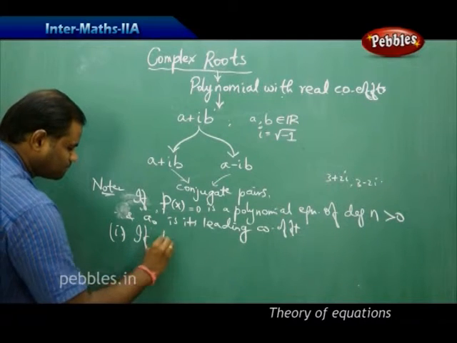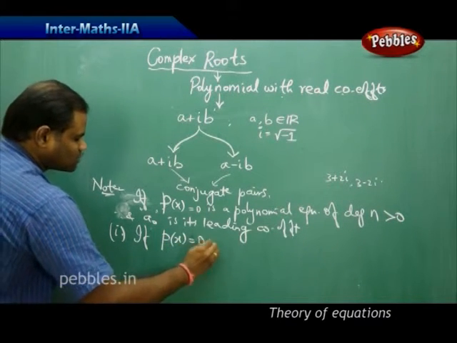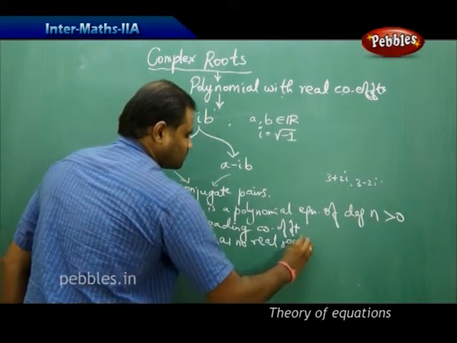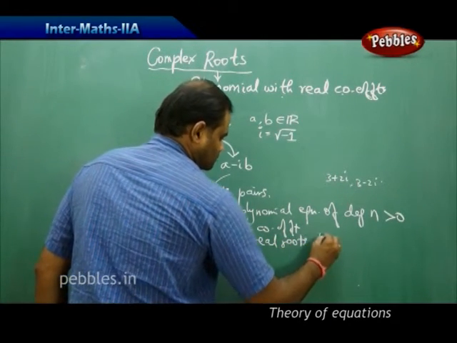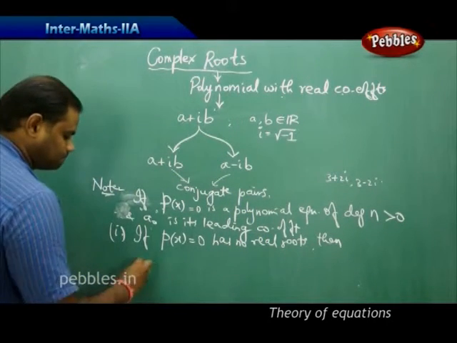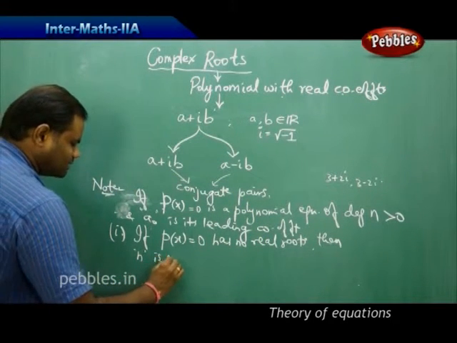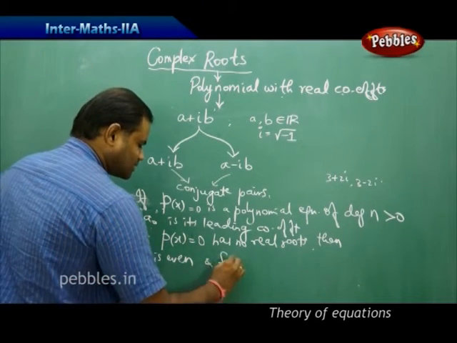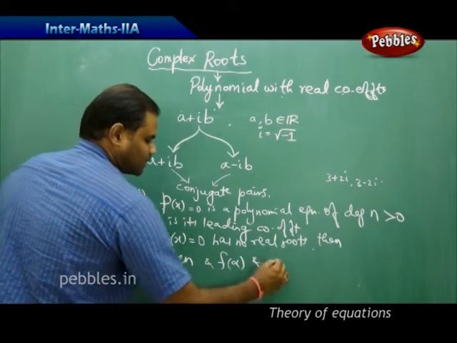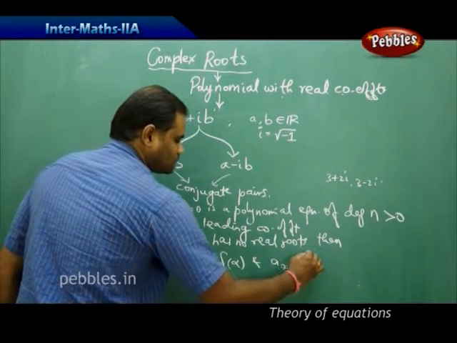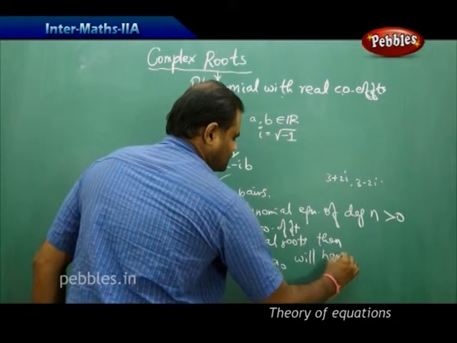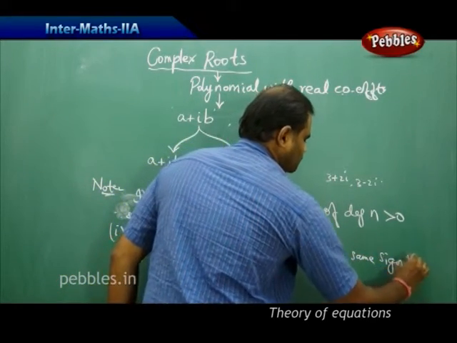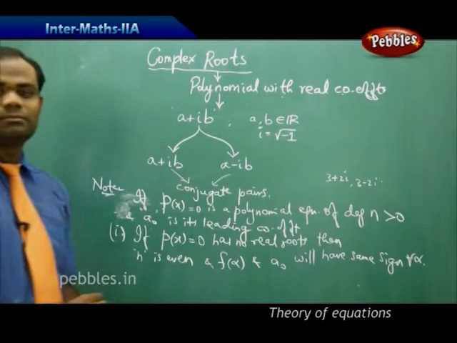if p of x equal to 0 has no real roots, then n is obviously even, and not only that, f of alpha and a naught will have the same sign for all alpha.